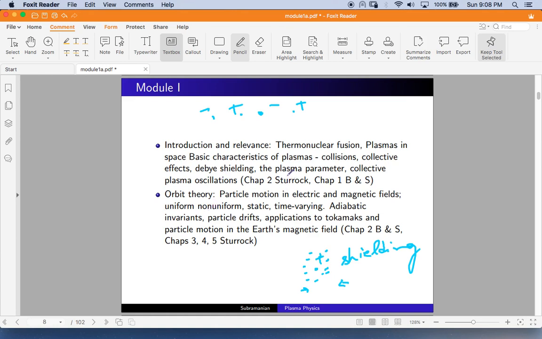Okay, and then we'll talk about something called the plasma parameter, so on and so forth. Okay, and then we'll talk a little bit about orbit theory. And here we are focusing on individual particles.